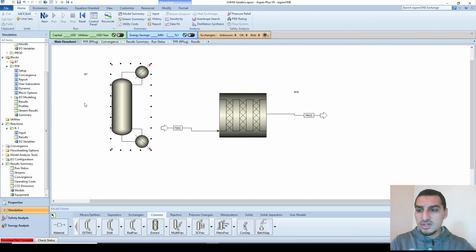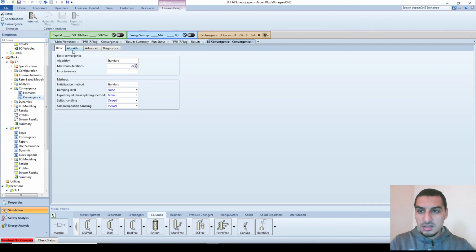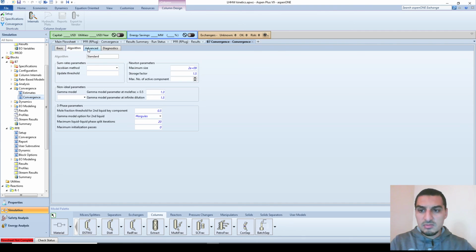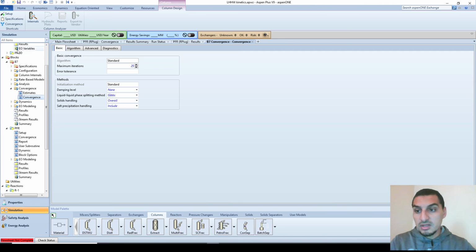We can see it in RadFrac here. It's going to be the convergence here, and this part is going to tell us something about the maximum number of iterations and the tolerance, and something about the algorithms. There are very advanced things here that I'm not very familiar with, so I'm not going to play with them, but just to let you know that this is available here as well.